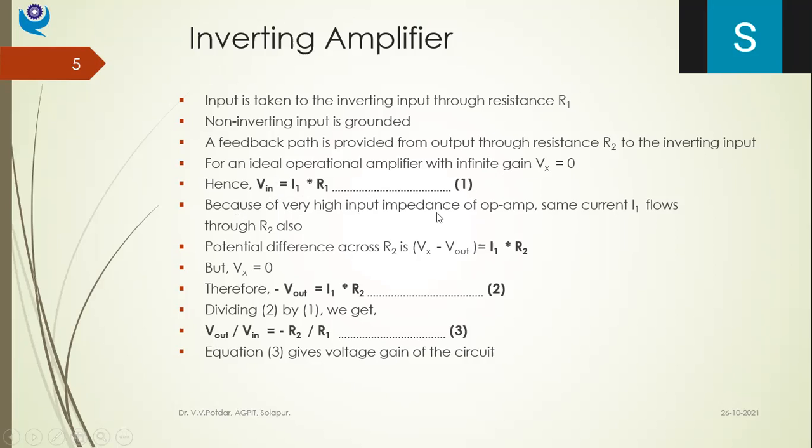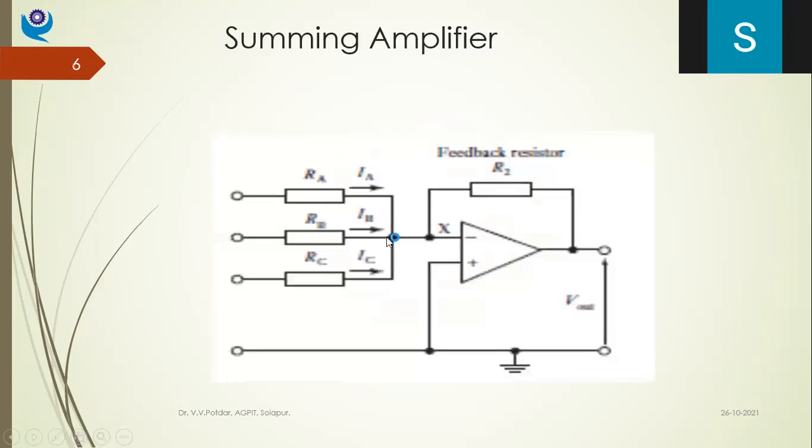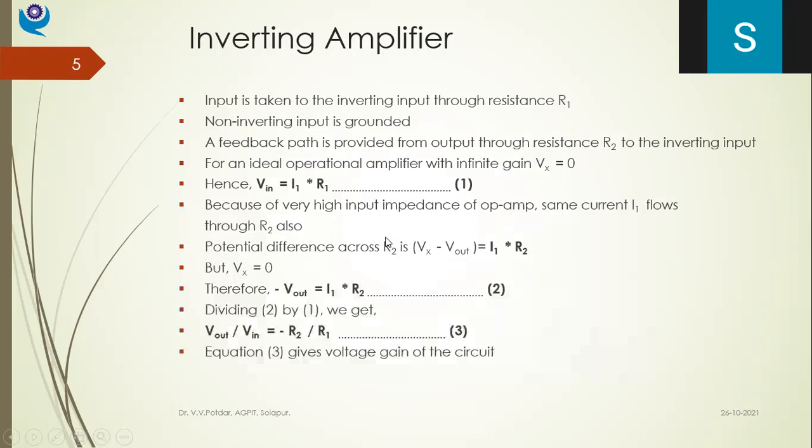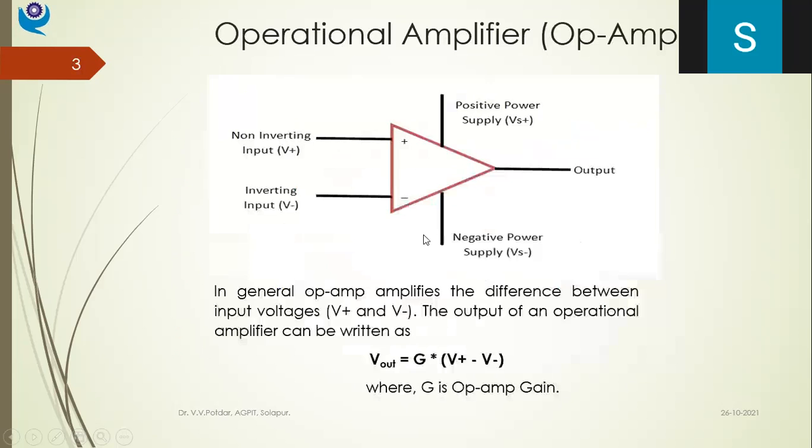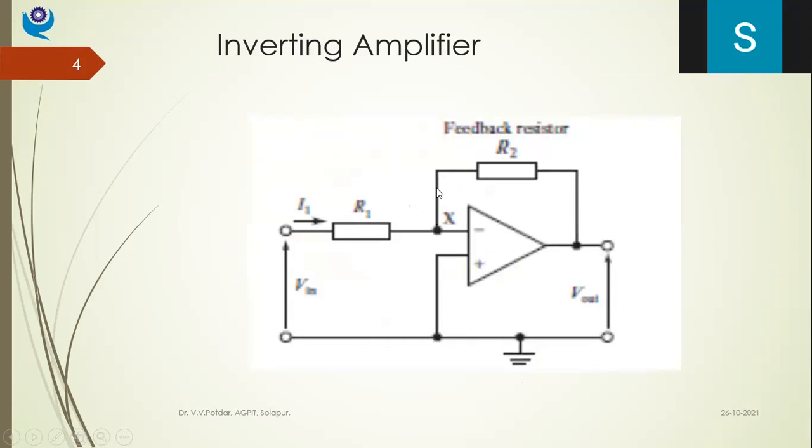Because of very high input impedance of op-amp, the same current I1 flows through R2 also. The current जो आहे, the same current flows through R2 also, right? I1 is flowing.